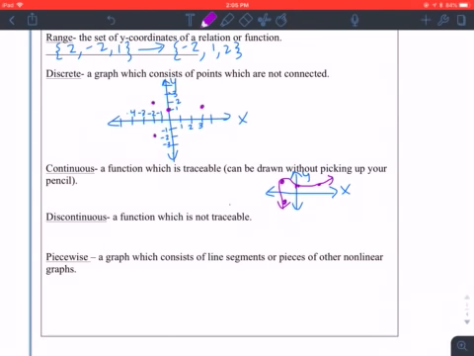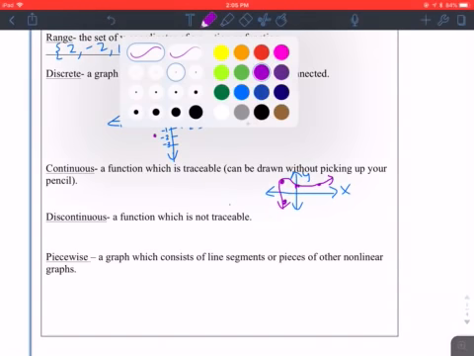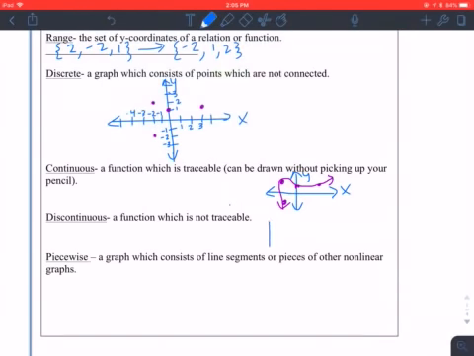Discontinuous is a function which is not traceable. An example of that would be the reciprocal function, y equals 1 over x. And we'll actually get to this function later in the year, but you'll notice in order to graph this left side first, then when I graph the right side, I have to pick up my pencil. So this would be discontinuous.